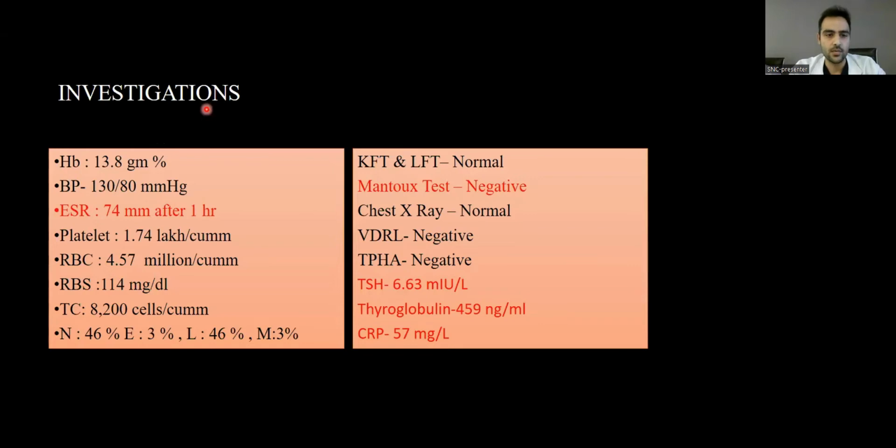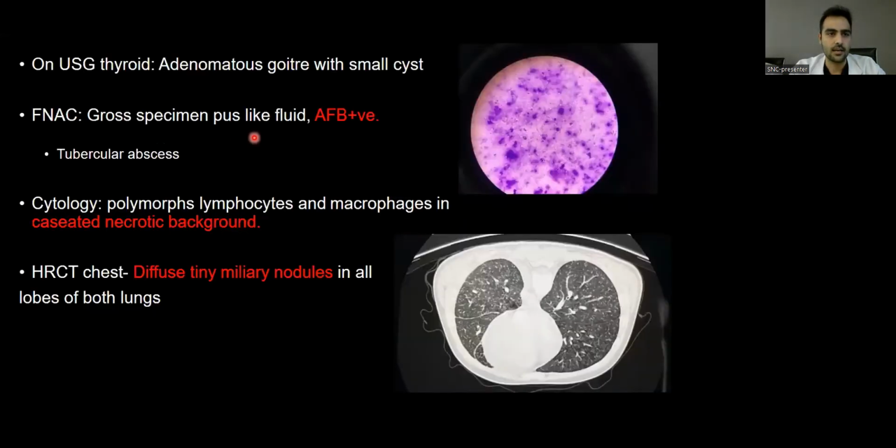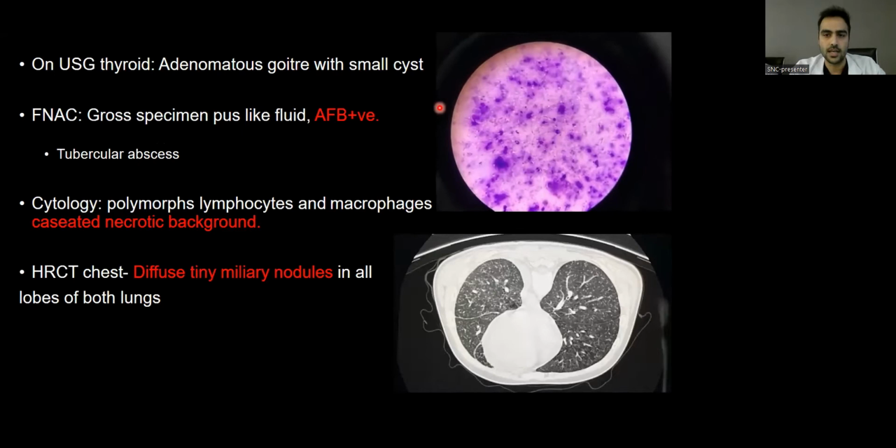On the investigations, we found that the ESR was raised while the Mantoux test was negative, and the TSH, thyroglobulin, and CRP were also raised. So we asked the patient to go to a physician, and he advised an ultrasound of the thyroid, in which it was seen that there was an adenomatous goiter with cystic swelling. On fine needle aspiration cytology, the gross specimen was a pus-like fluid, and acid-fast bacilli were seen, suggestive of a tubercular abscess.